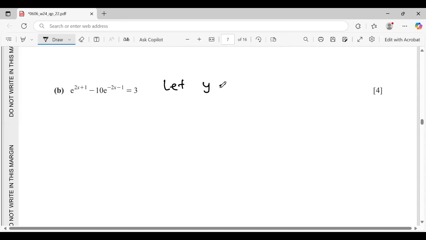Let y equal e to the power 2x plus 1. So the implications for this equation becomes, I would like to simplify this one first, especially e to the power minus 2x. So it means e to the power minus (2x plus 1) is 1 over e to the power 2x plus 1, which is 1 over y. Like this.